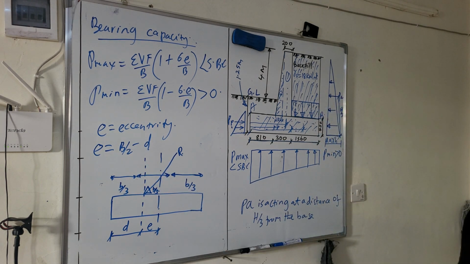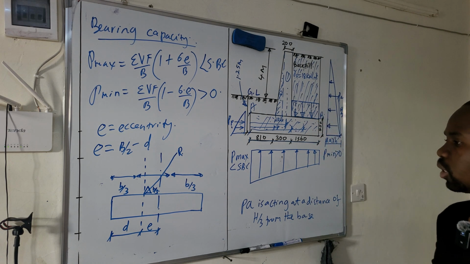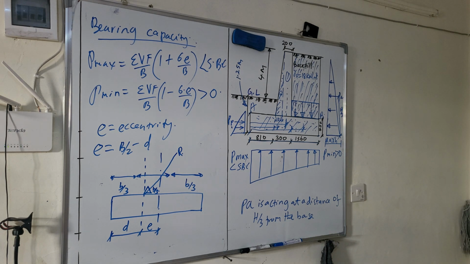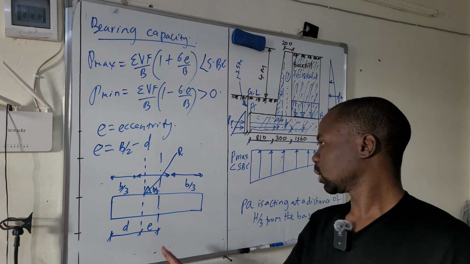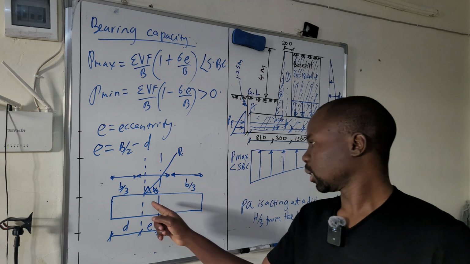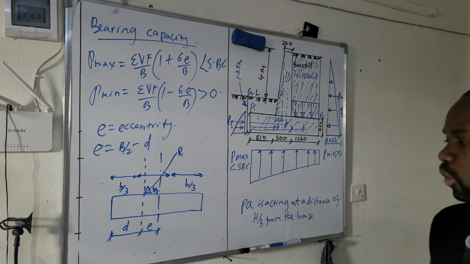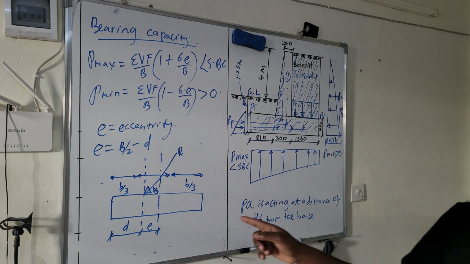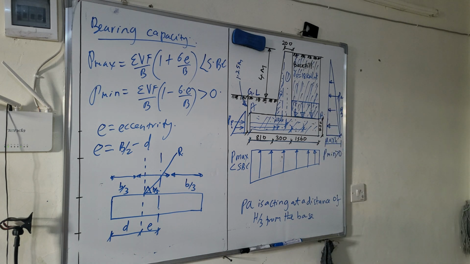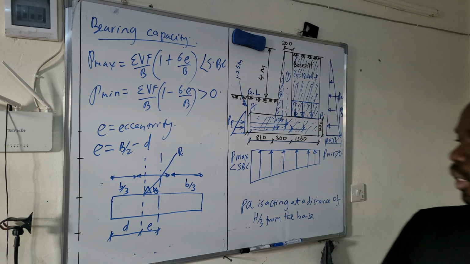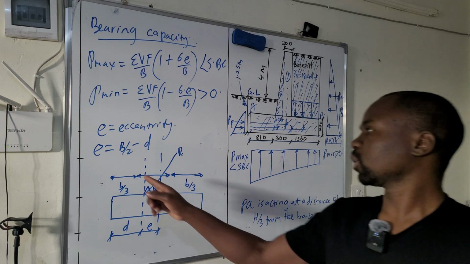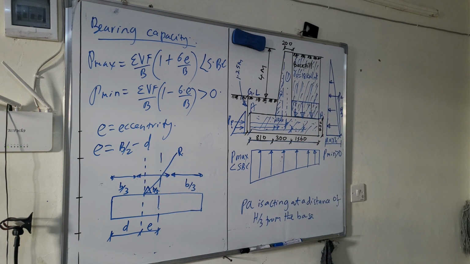E is given by B over 2 minus D. So if I take the base of this retaining wall, as you can see, and draw it here, then this will be the center of the base, such that the resultant force will cut the base at this point. The distance between where the resultant force cuts the base and the center of the base is called eccentricity. To get eccentricity, you take B over 2 minus D.